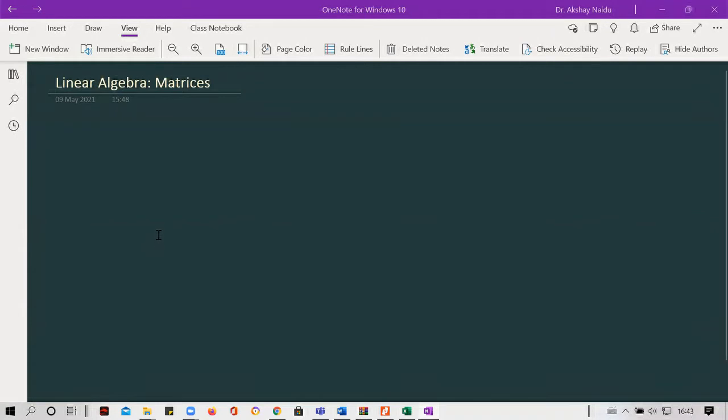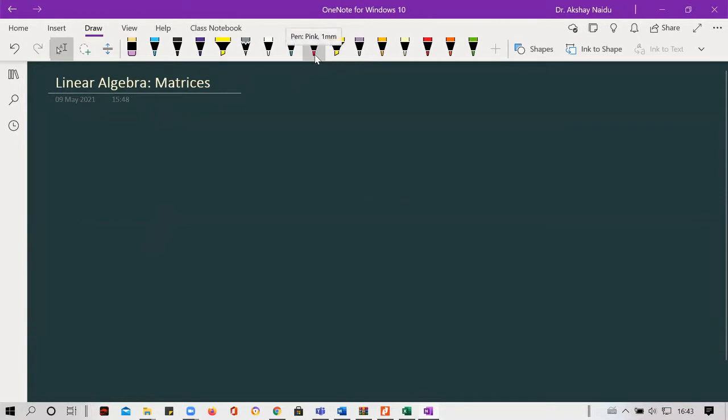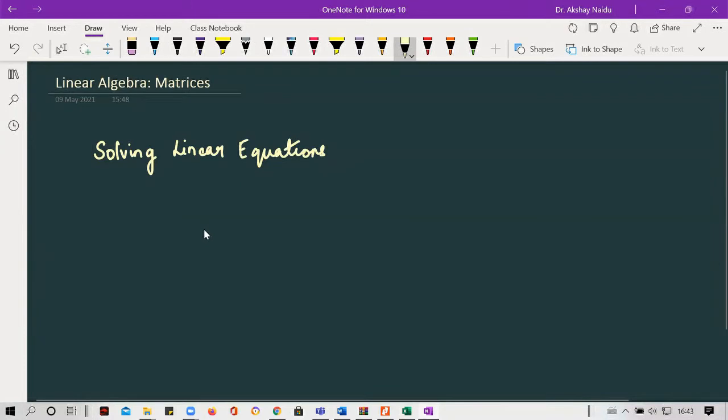Linear algebra. Now, why is linear algebra given so much importance, and what is linear algebra? Linear algebra has to do with the study of linear equations. It basically deals with the methods of solving linear equations. Now, linear equations, as we know, are of this type.